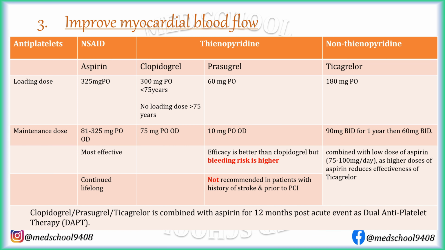As we all know, arterial thrombi are platelet-rich. Hence, antiplatelets are the mainstay in antithrombotic therapy of acute coronary syndrome. Antiplatelets halt the progression of thrombus formation and shift the equilibrium toward thrombus dissolution. Aspirin is the most important antiplatelet of all.